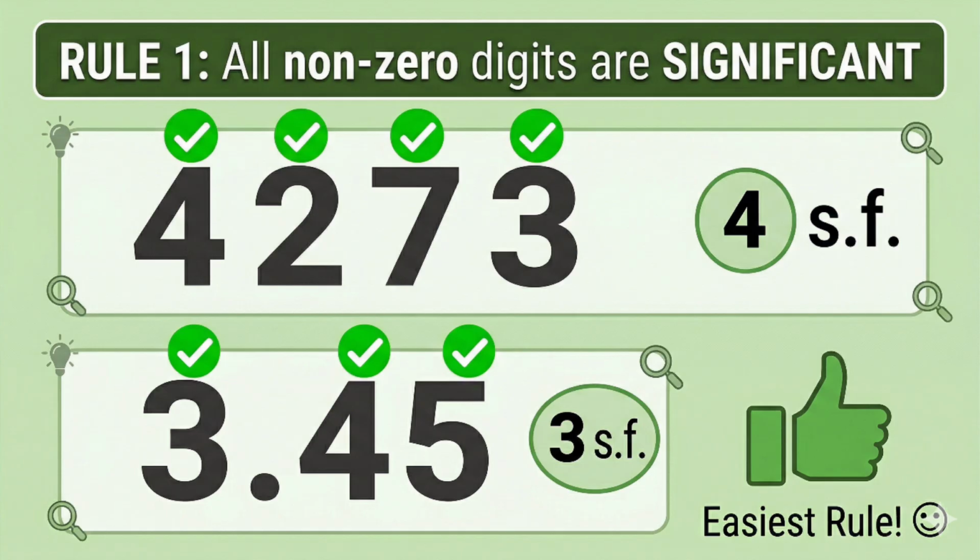Rule 1 is the easiest. All non-zero digits are significant. Look at 4,273. Every digit, 4, 2, 7, 3, is not 0. So we count all of them. That's 4 significant figures. Same with 3.45. 3 digits, none of them 0. 3 significant figures. This rule is your starting point.